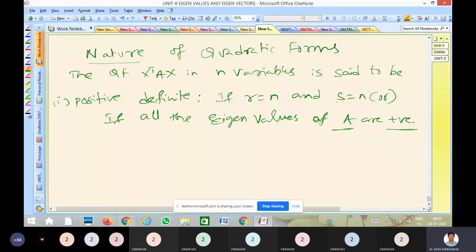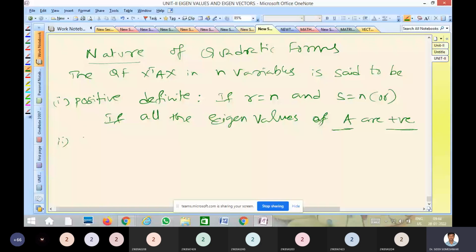that is equal to the index. Index is S, right? S equal to n. The number of variables is equal to the index, which is equal to the rank, then we can say that is positive definite.